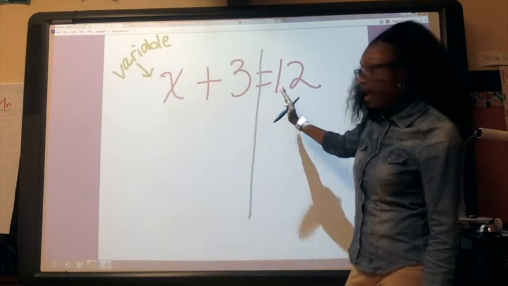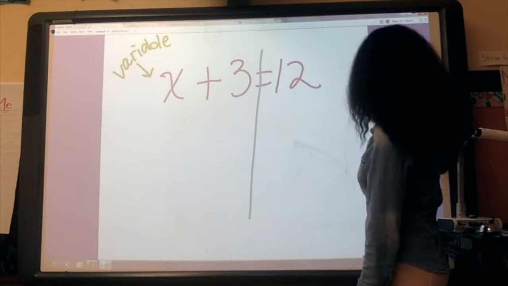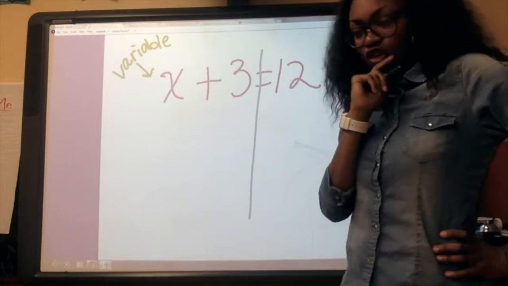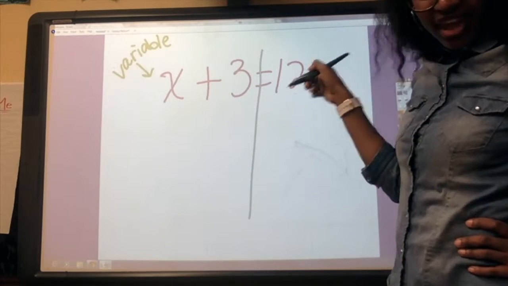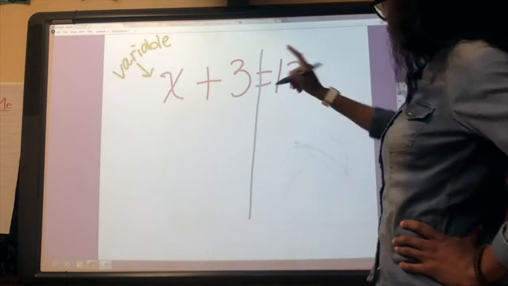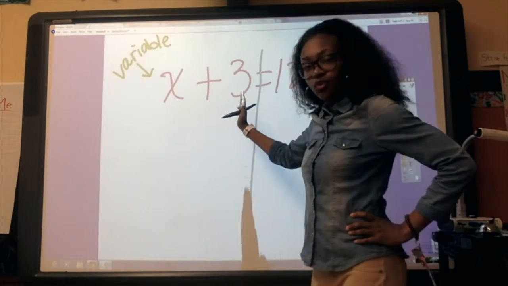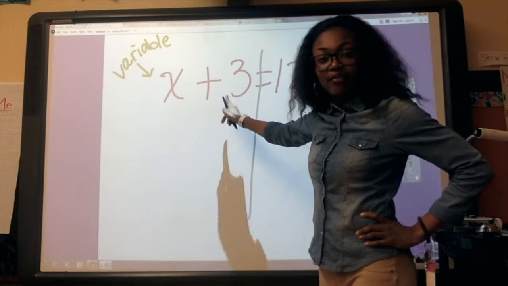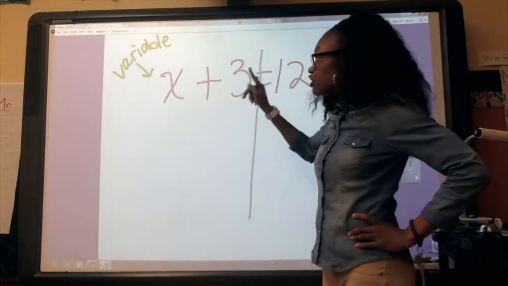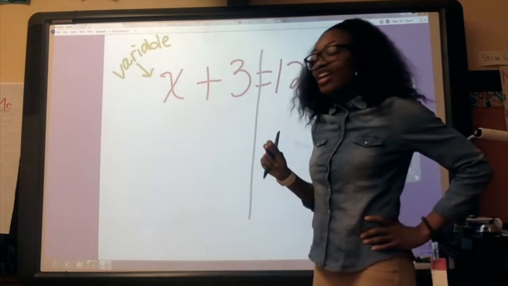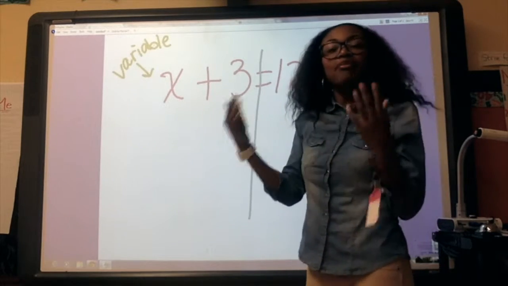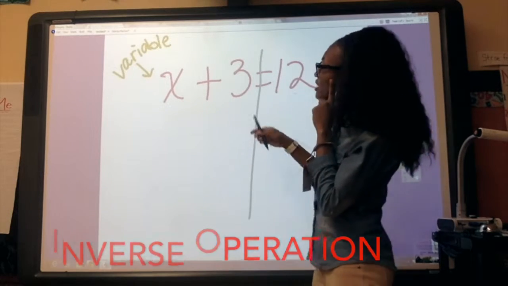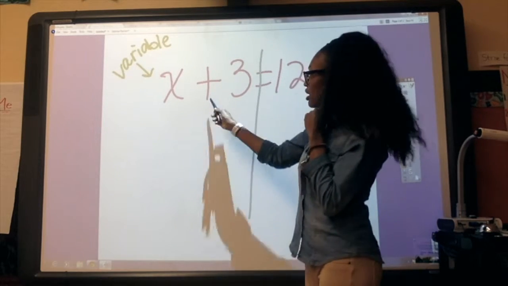Alright? So the first thing I'm going to do, to get this x by itself, I need to ask myself, what is blocking this x from standing alone? Well, if I look on the left side of my equation only, this positive 3 is blocking my x from being by itself. So what I need to do is take the opposite. In math, we call it the inverse operation.